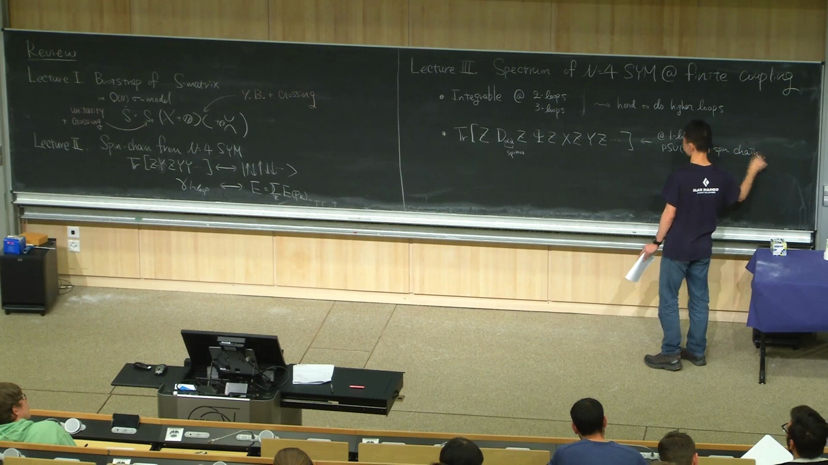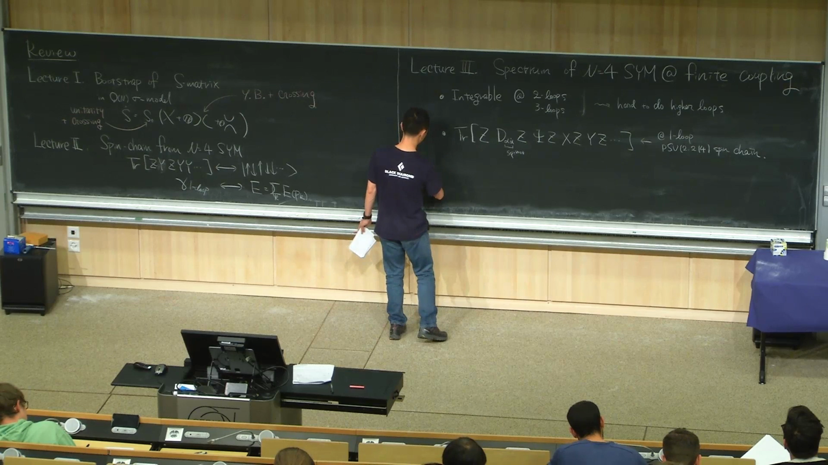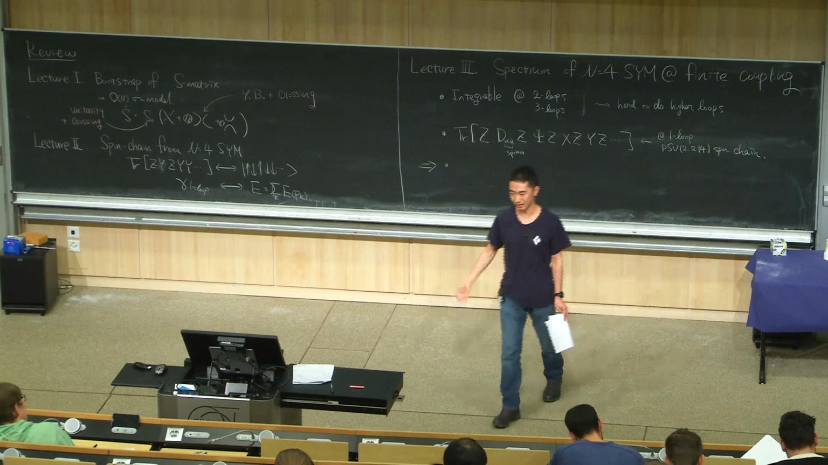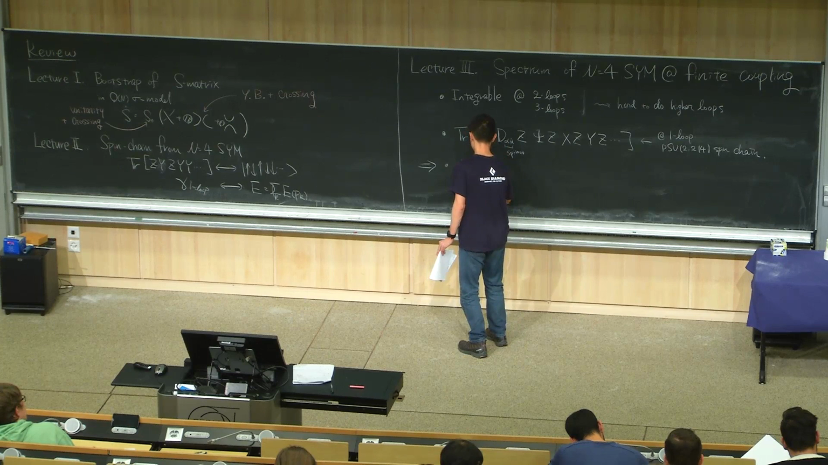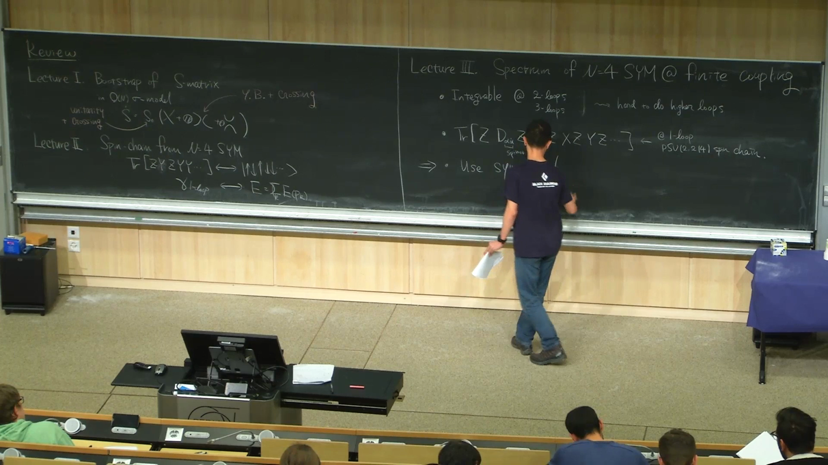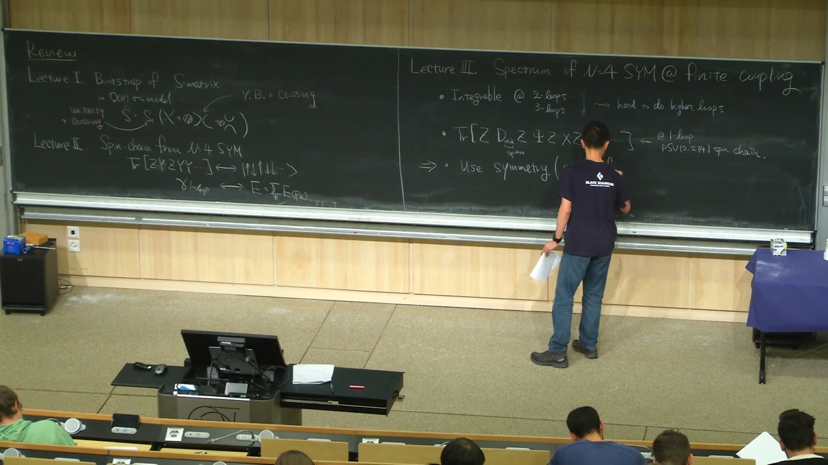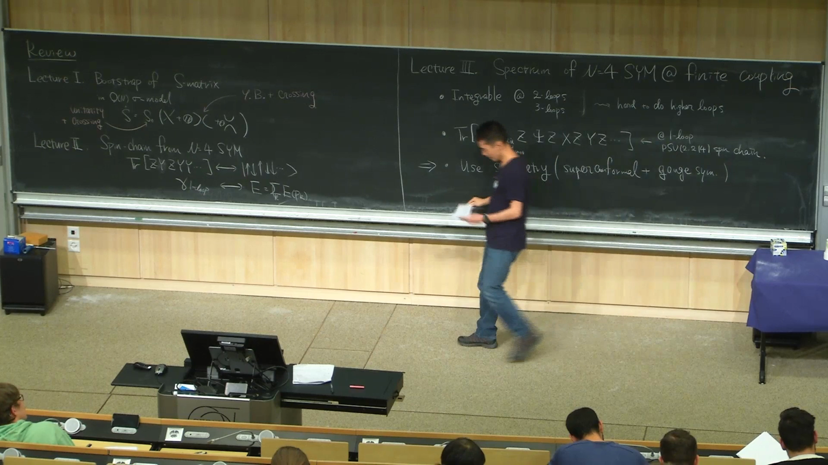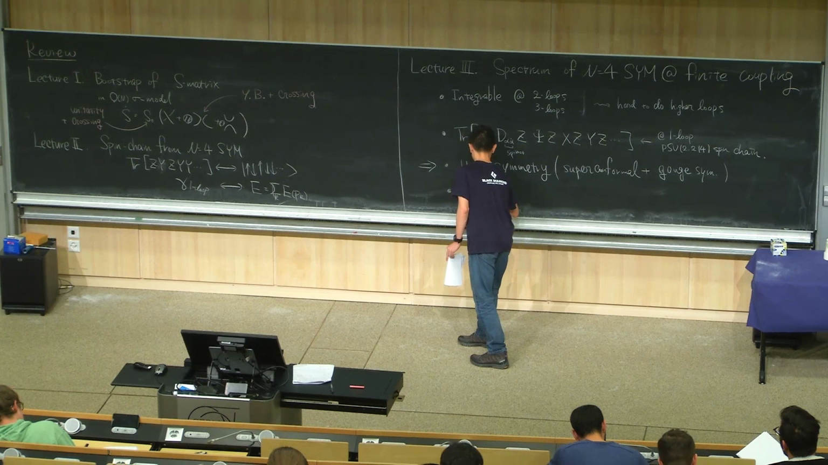And in order to understand the higher loop, we need new ideas. The idea I'm going to employ in this lecture is to use symmetry. Especially, I said N=4 super Yang-Mills theory is a superconformal field theory, so I use superconformal symmetry. In addition, I make use of the gauge symmetry. I will explain later what I mean by this. And also, to some extent, I assume the integrability persists even at higher loops.